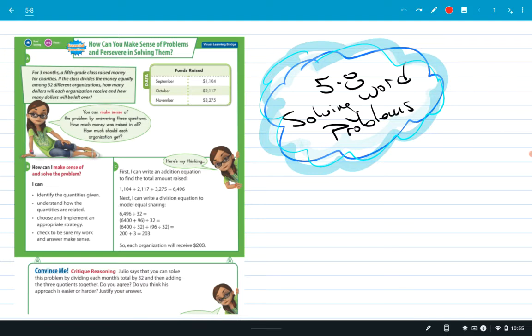It says for 3 months, a fifth grade class raised money for charities. And it says if the class divides the money equally among 32 different organizations, how many dollars would each organization receive? Well, here's the funds that are raised. You've got September, October, November, and they tell you how much each one raised. So how would you figure out how much money each organization would get?